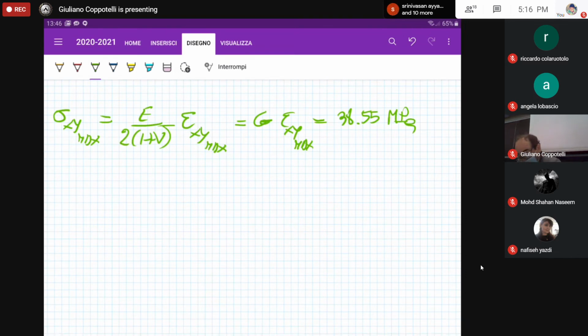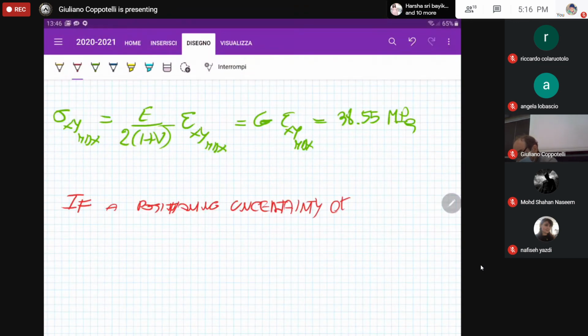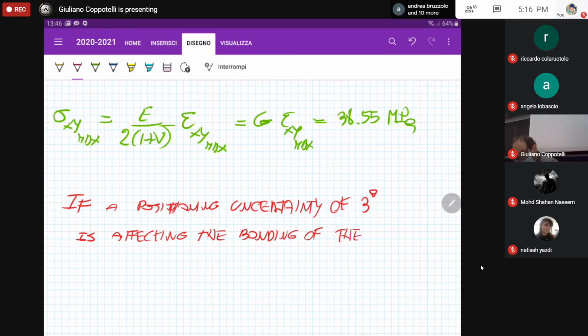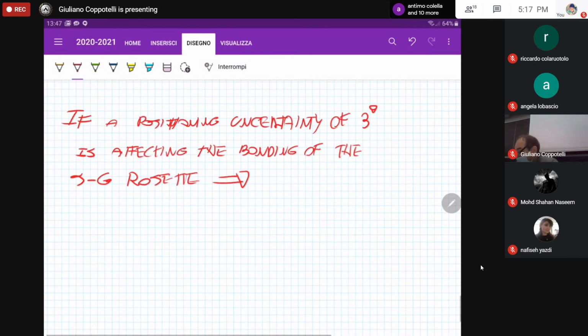So a positioning uncertainty of, let's say, 3 degrees is affecting the bonding of the strain gauge rosette. Let's see what happens.